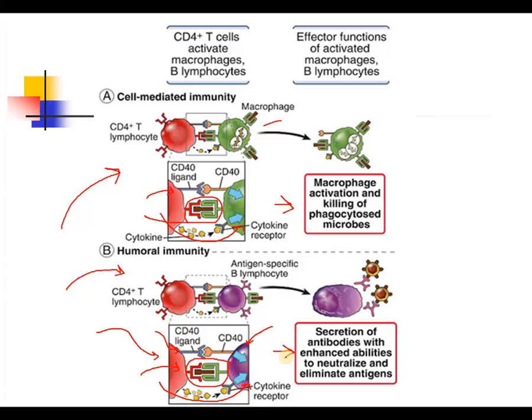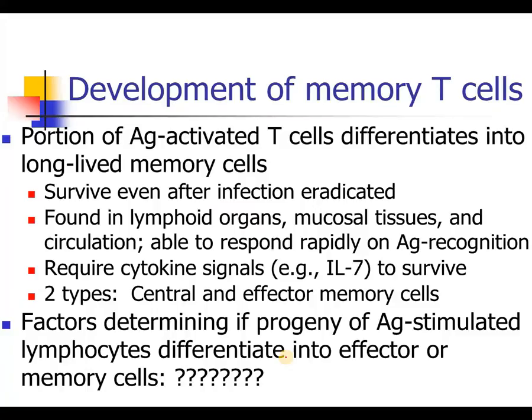We'll come back to these concepts again when I talk more specifically about the effects of the helper cells and the cytotoxic cells, all the effects of the effector T cells. A final thing to think about with regard to activation and then differentiation into effector cells: the T cells that are activated, some of them are actually going to develop into memory T cells. So a portion of the antigen-activated T cells are going to differentiate into long-lived memory cells. These memory cells survive even after the infection has been eradicated.